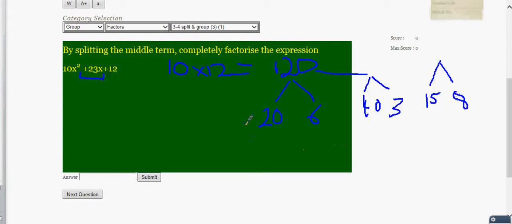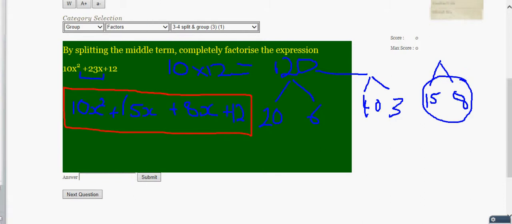So I've written out a couple of the possible factors here. We've got 20 times 6, that's not going to help us get 23. 40 times 3, that's not going to help us get 23. And then 15 times 8, and I think that should get us 23. So let's write this expression out again, except we're going to split the middle term using these values here. So instead of writing plus 23x, we're going to write down plus 15x plus 8x.